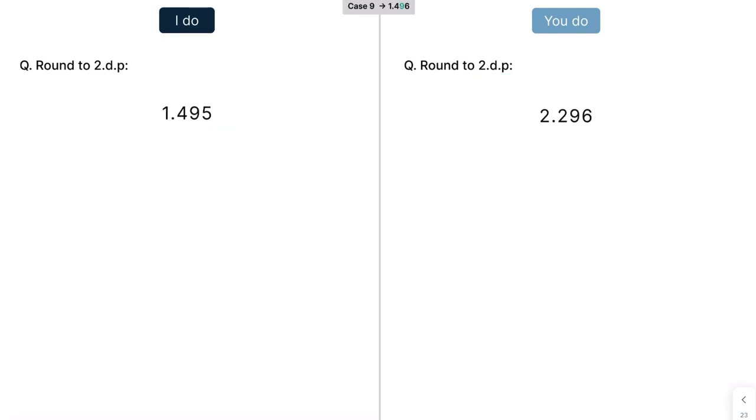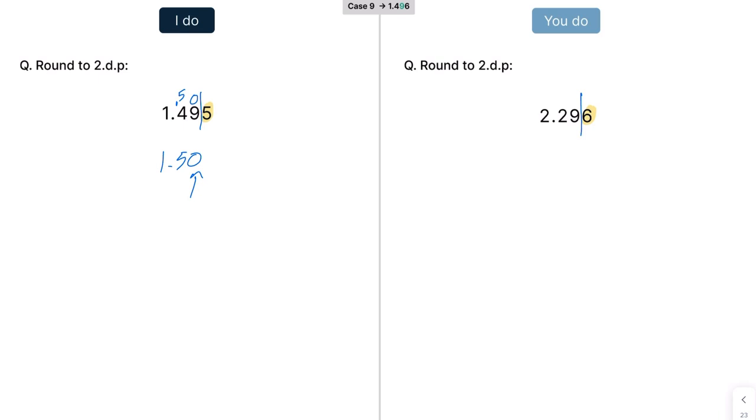So now we're going to look at the case with a 9. So now the decider is a 5. It's telling me to round the 9 up. When I round the 9 up, I get 10. So the 1 carries over. We do 4 plus 1, that's 5. So my answer is 1.50. That 0 is important. So in this case, hopefully you've had a go at this.